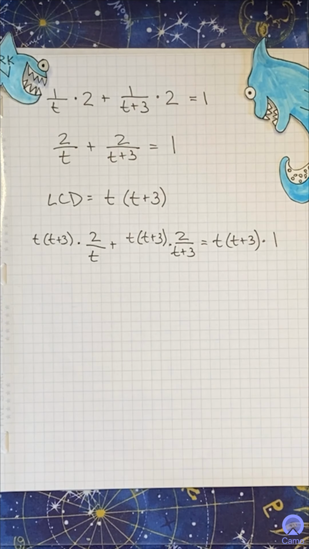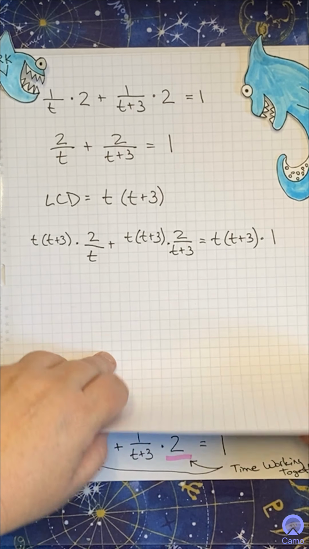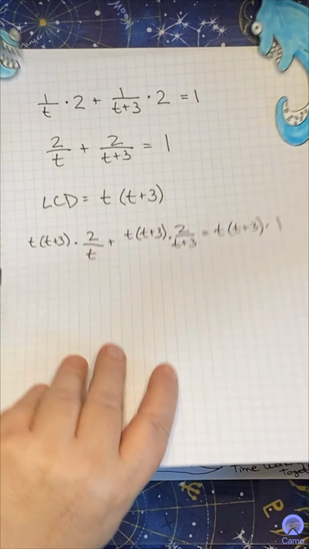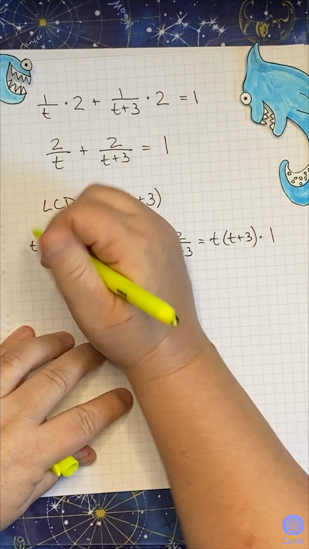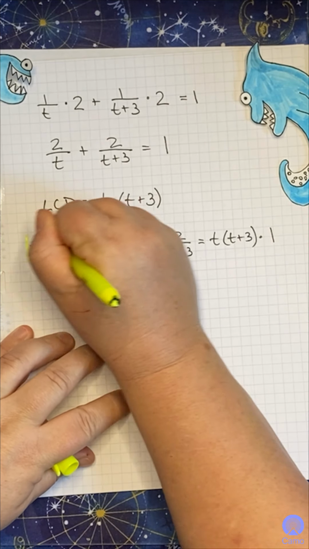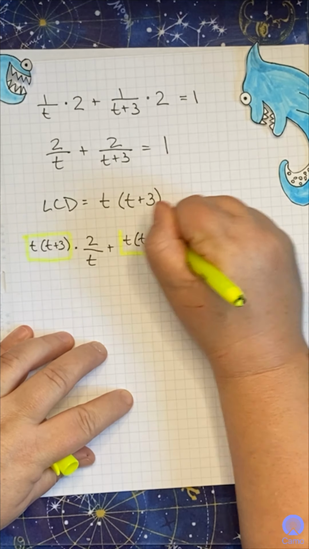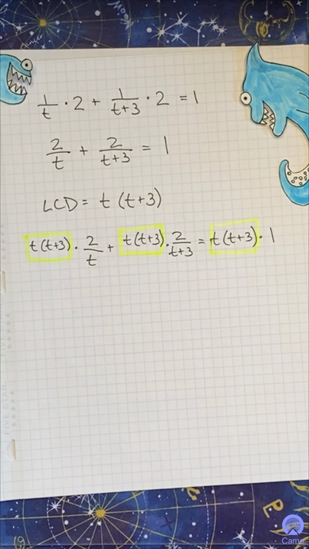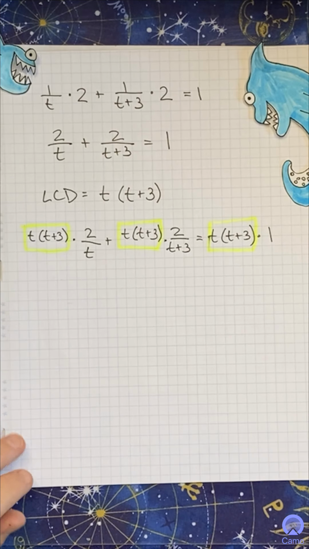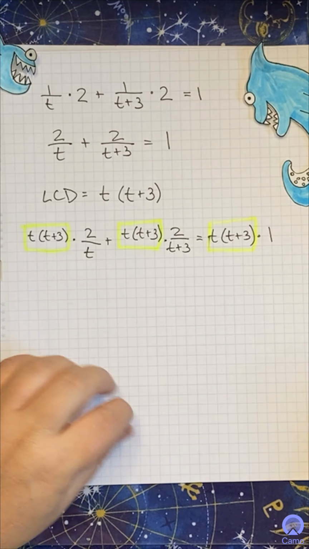That's a lot. Okay, what colors have I already used? I've already used pink, and I've already used blue. Okay. So let me go ahead and use yellow in this case. Notice, trying not to take you to Smeary Town too much, but notice that everybody gets a t and a t plus 3, whether they want it or not.